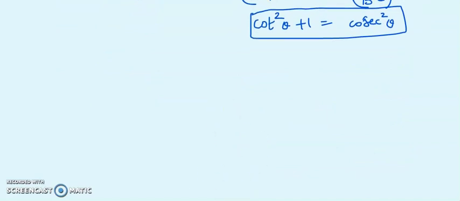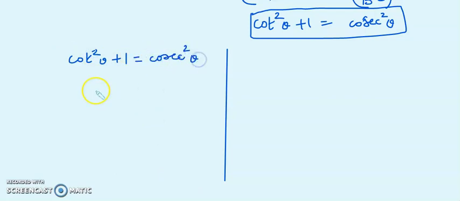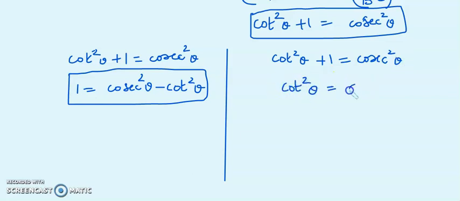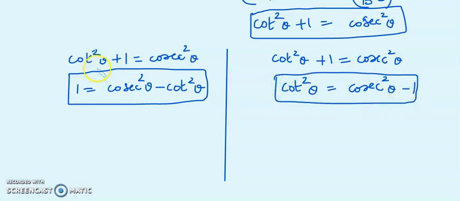First, we'll shift the cot square theta. So cot square theta plus 1 is equal to cosec square theta. Shift the cot, so 1 is equal to cosec square theta minus cot square theta, right? The next case, I'm going to shift the 1 to the other side. So I'll get cot square theta equal to cosec square theta minus 1.